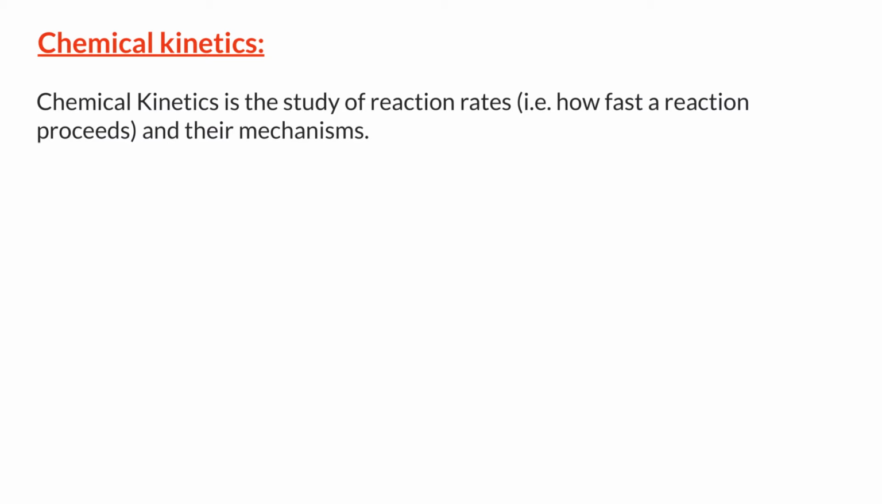Let us now define what chemical kinetics is. Chemical kinetics is the study of reaction rates, that is, how fast reactions proceed, and their mechanisms, that is, the detailed events involved in the reaction. Before we define the term reaction rate, let us recall how we define the average speed of a car.